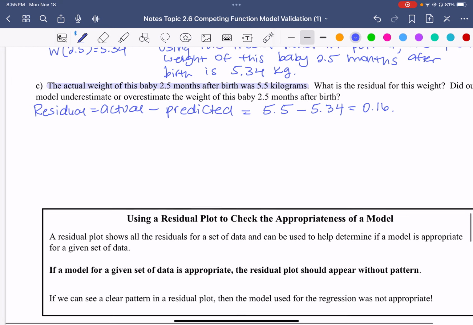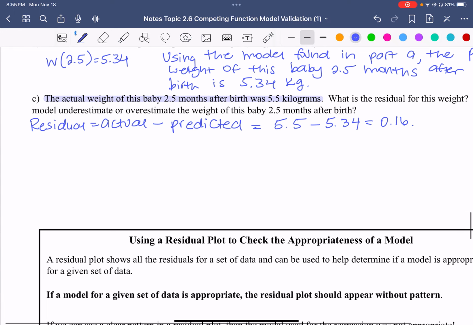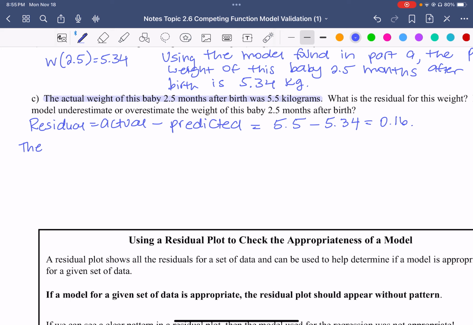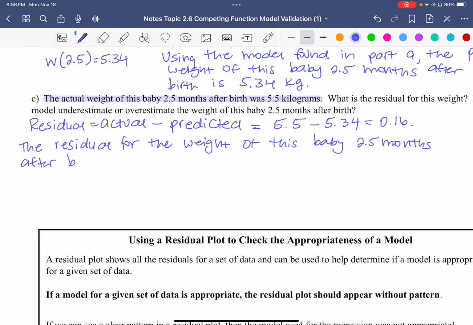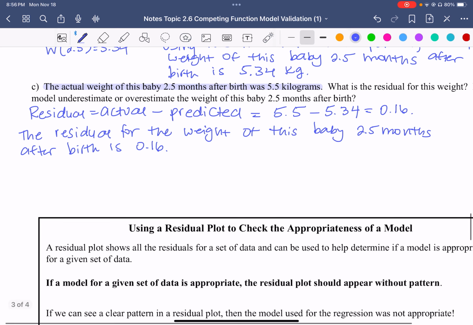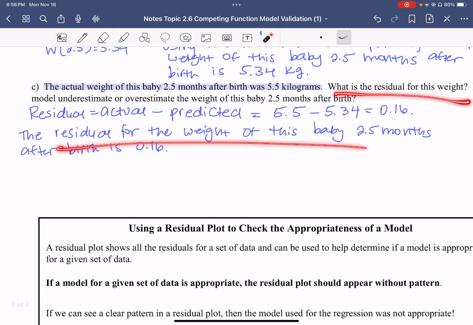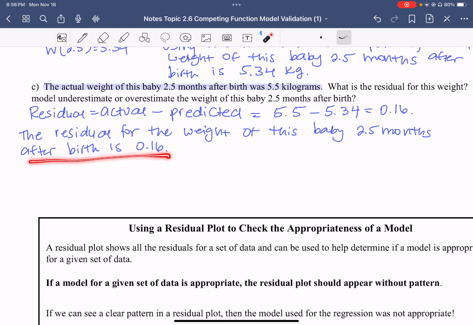Okay, so these are open-ended questions. So again, I'm going to repeat the question back to them. I'm going to say the residual for the weight of this baby 2.5 months after birth is 0.16. And you don't need to include units when you're talking about the residual. Okay, so what is the residual? The residual for the weight at 2.5 months after birth is 0.16.